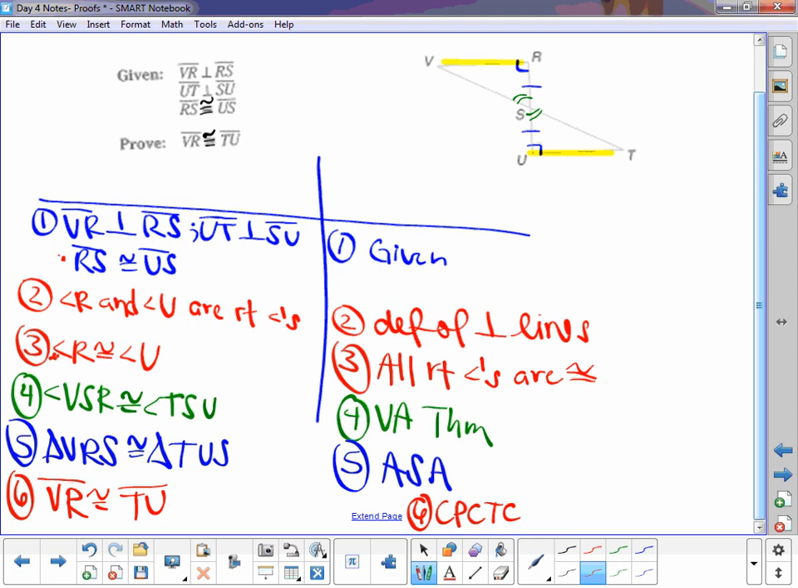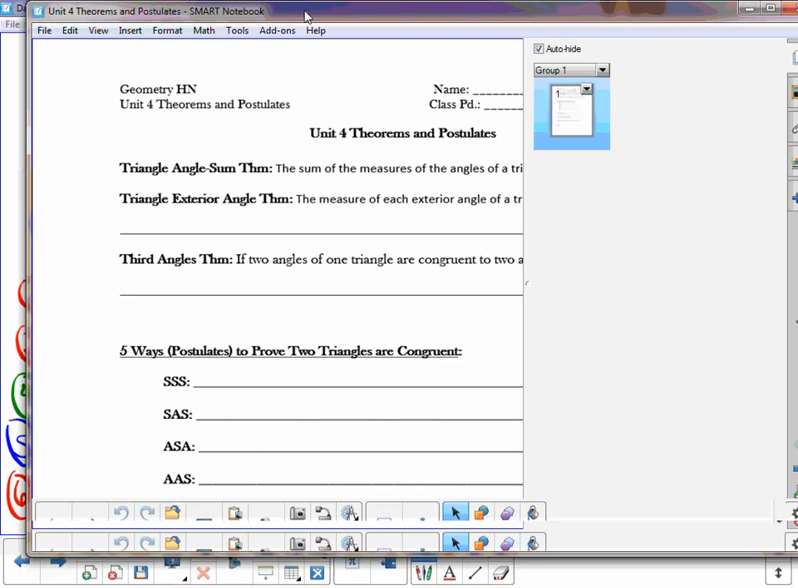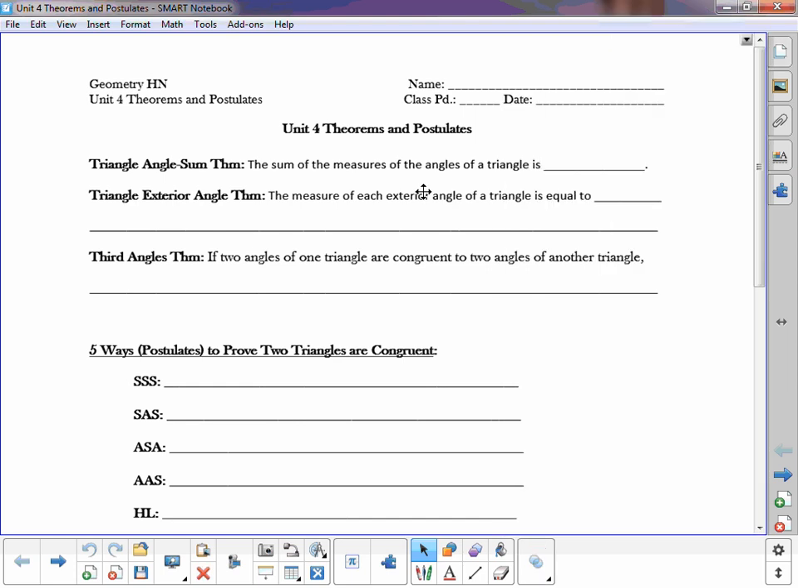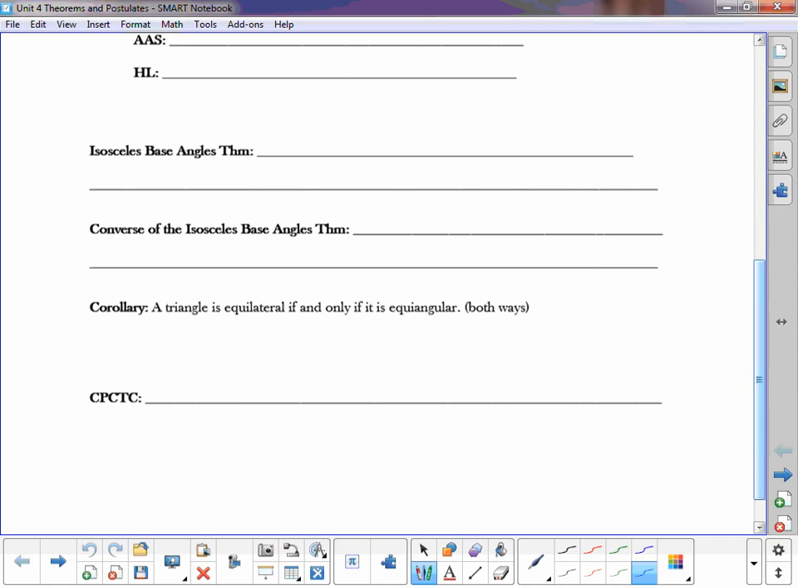Alright. Okay, so we're going to do a little bit more of it, but I want to first talk about isosceles triangles. So on your theorems and postulates page, here's a sneak preview of what we're learning next class. We're going to talk about the theorems today and apply them to solve problems next class. So I'm going to pull it up here. All right, so we've already filled in this top half, our warm-up, and the bottom piece here. So now let's talk about the isosceles base angles theorem and the converse of the isosceles base angles theorem.